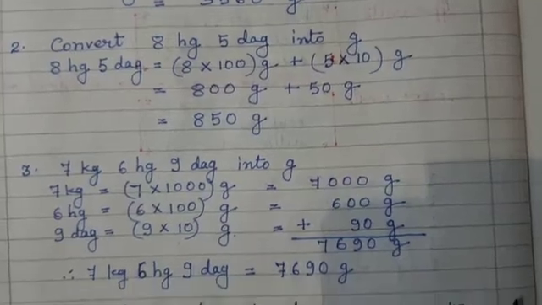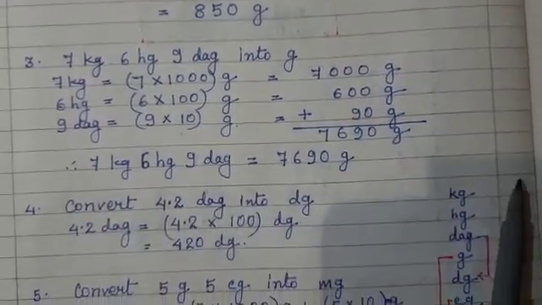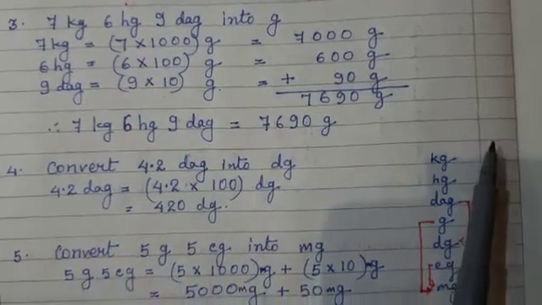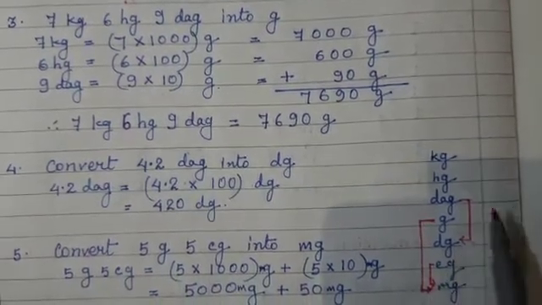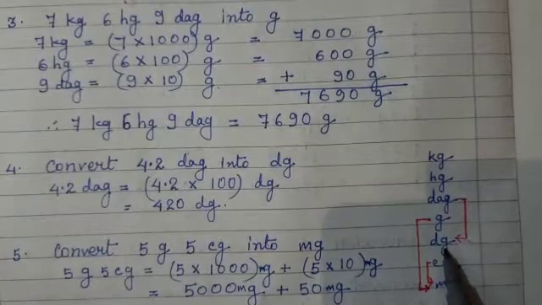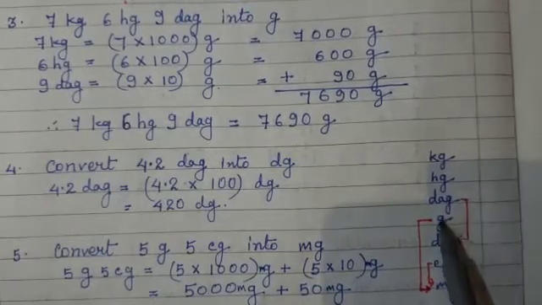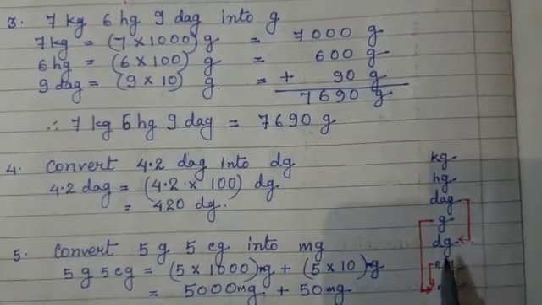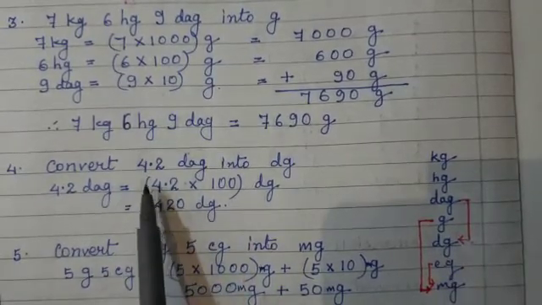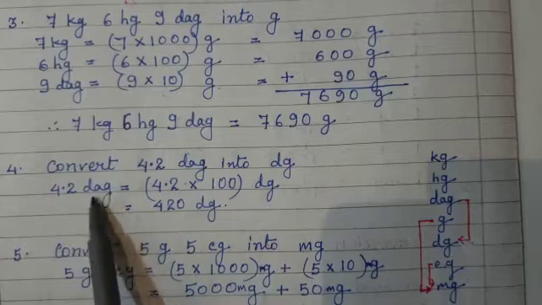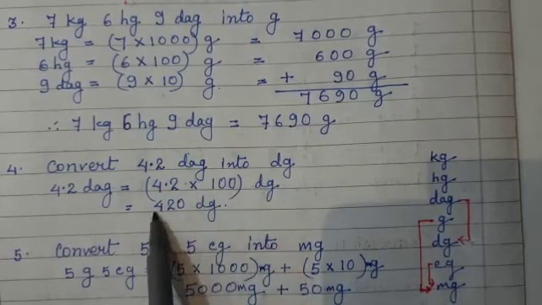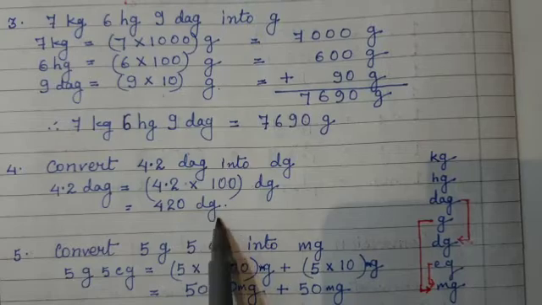Now look at 4.2 decagram into decigram. If you see the ladder, you can identify decagram is there and decigram is there. That means we need to move down by 2 steps. Therefore, the amount should be multiplied by 100. Therefore, 4.2 decagram is equal to 4.2 into 100 decigram. And finally, it is 420 decigram.